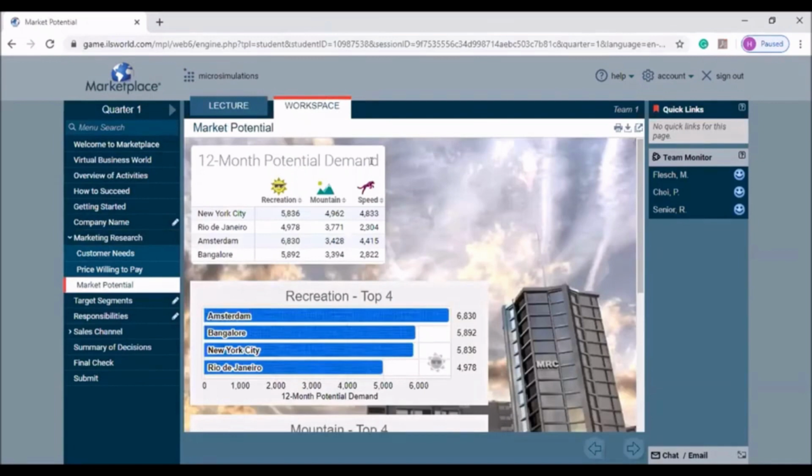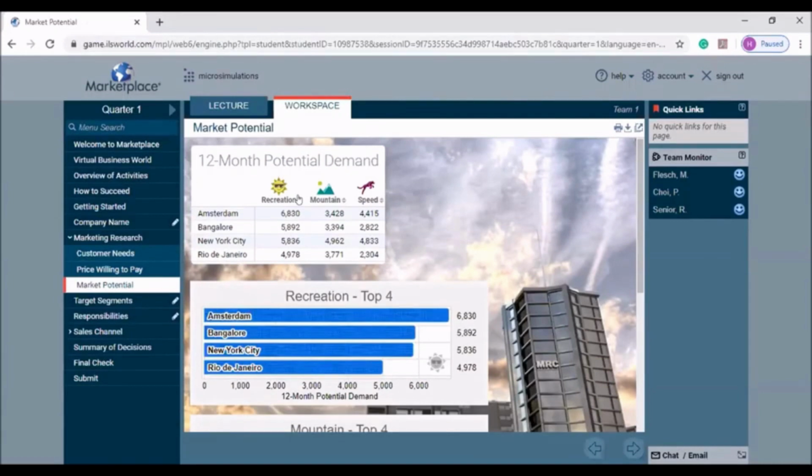So you can see, if you add up the recreational market and mountain and speed, all those markets sum together. For example, the recreational market is the largest one, as you see. This is the biggest market. However, it's the lowest segment in terms of cost, but I would suggest recreational.